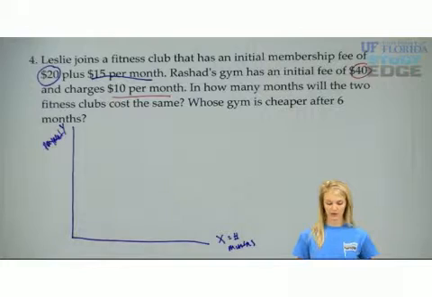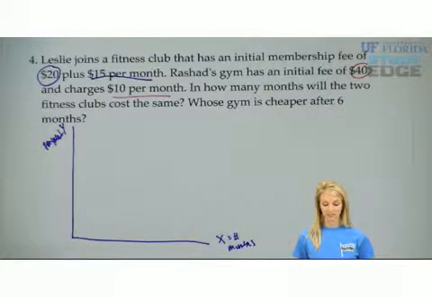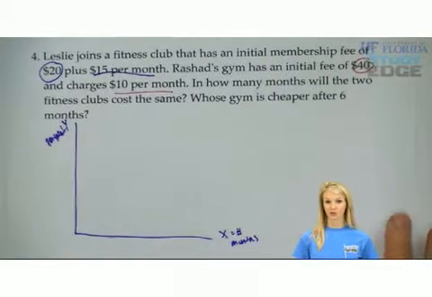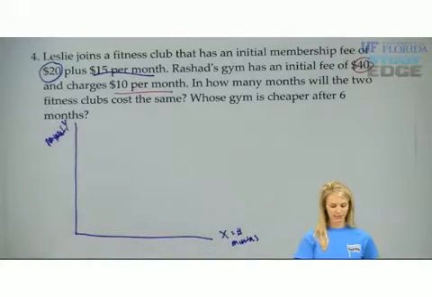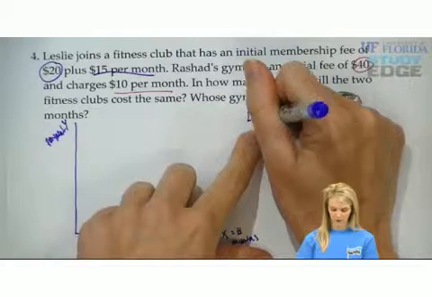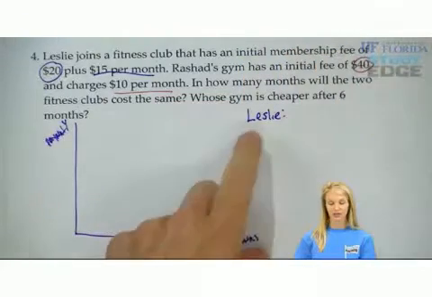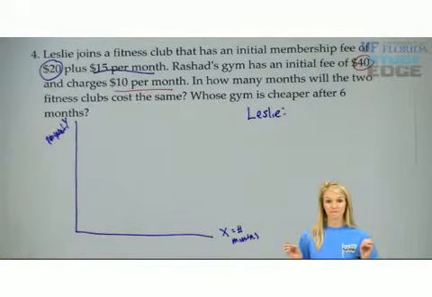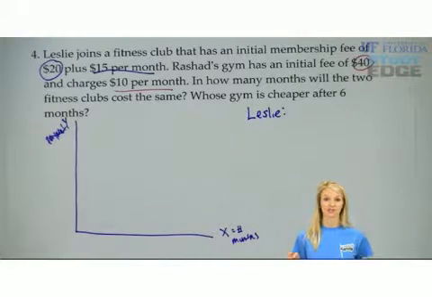So Rashad has an initial fee of $40 and charges $10 per month. And how many months will the two fitness clubs cost the same? Whose gym is cheaper after 6 months? So let's think about this. Let's think about Leslie. How much does Leslie pay when she first decides to get a gym membership?